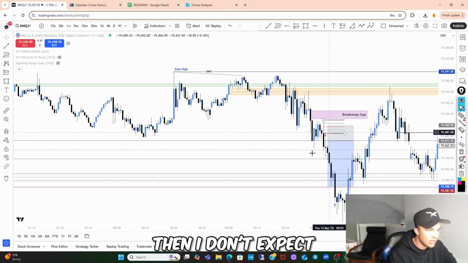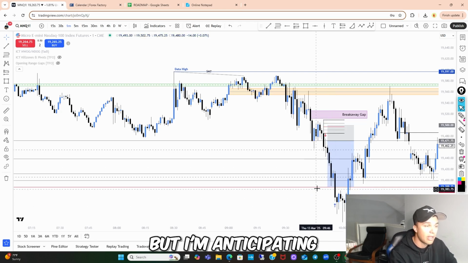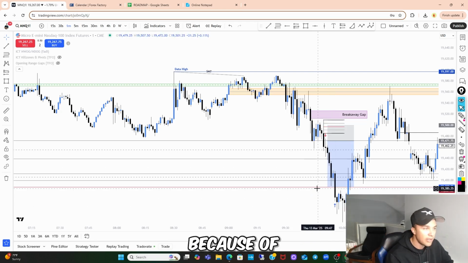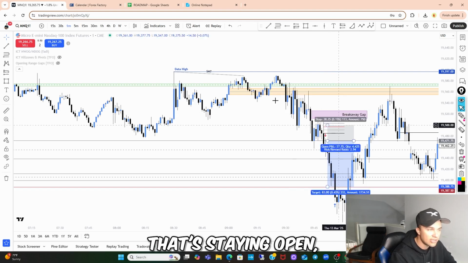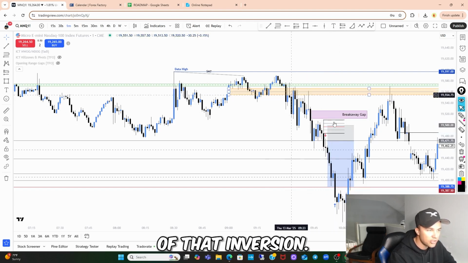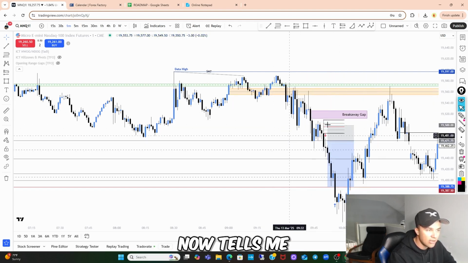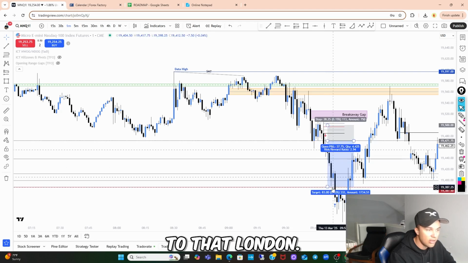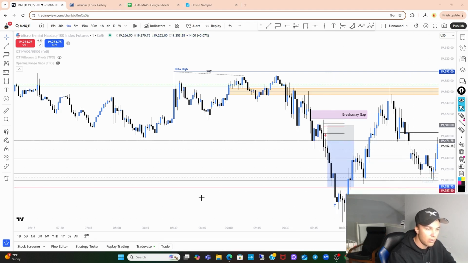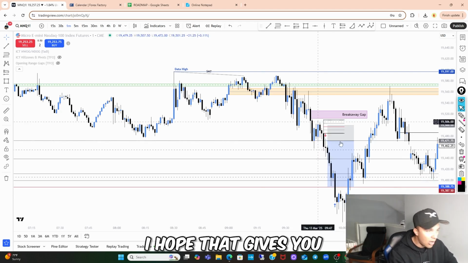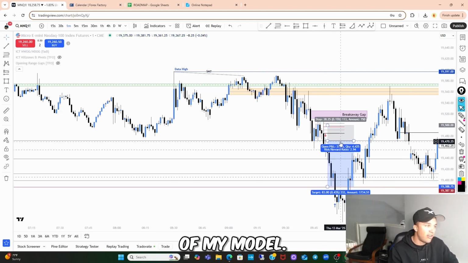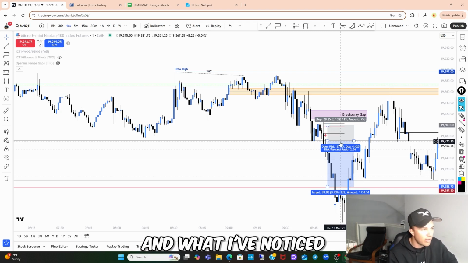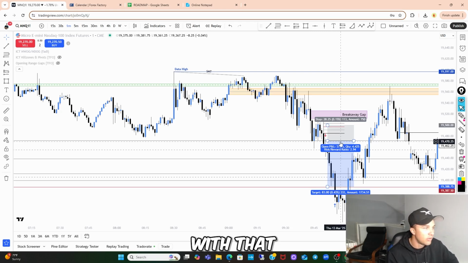If it does, then I don't expect a strong sell side delivery, but I'm anticipating a strong sell side delivery because of the confluences, because of the insufficiency that's staying open, because of the rejection we've had at that inversion. All that built up confluence now tells me that we're going to run pretty fast to that London low. So I hope that gives you a good idea of my model. The inversion fair value gap is a great model, nothing against it, but this is the difference of how I trade and what I've noticed most traders like to use with that SMT divergence and that inversion fair value gap.